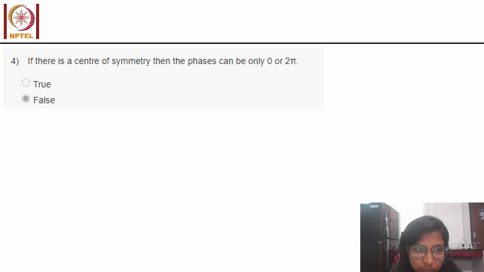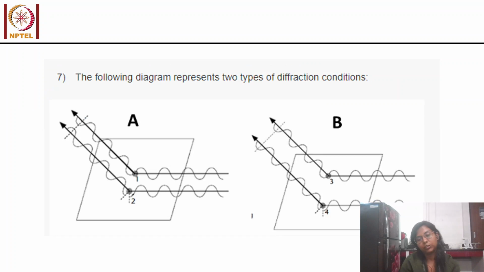Then this next question says that if there is a center of symmetry, then the phases can be only 0 or 2 pi. But what is 2 pi? 2 pi is 360 degrees, right? Which means it is back to 0. So it is essentially the same. That is why it is false, because the true sentence will be that if there is a center of symmetry, then phases can only be 0 or pi, which is 180 degrees.